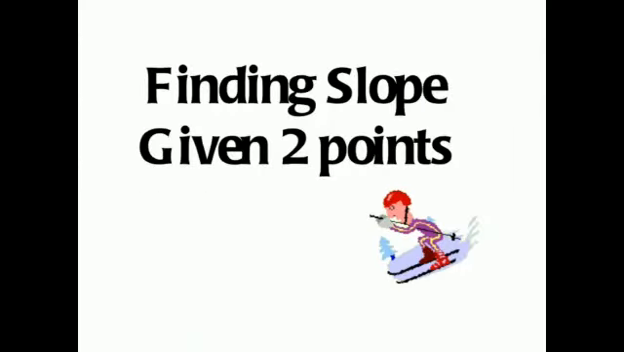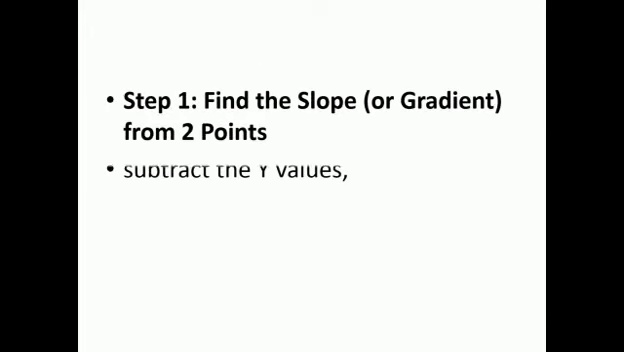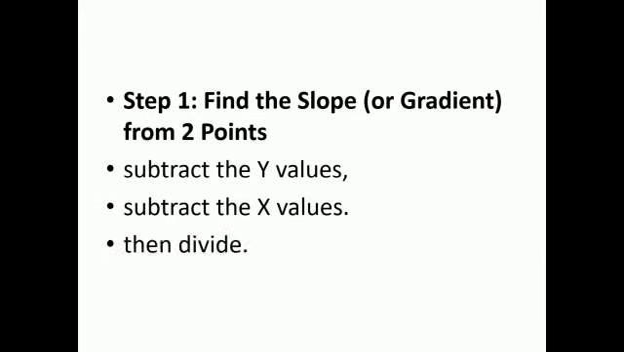Okay, the second part of this section: finding slope given 2 points. We have to follow some steps here also. Subtract the y values, subtract the x values, and then divide the two answers. You will get the gradient.